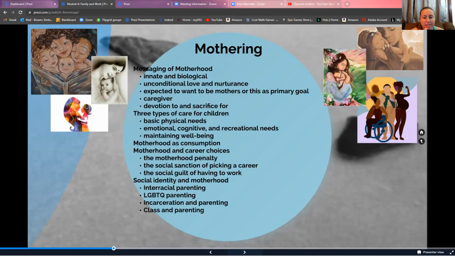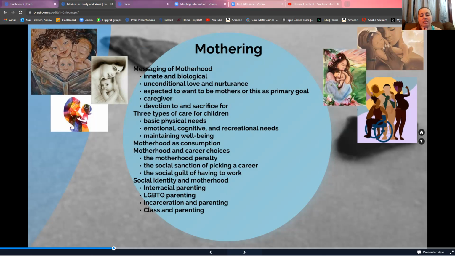There are three basic types of care needs that children need, and that's basic physical needs, including safety, emotional, cognitive, and recreational needs. So they need things to do and keep them busy, and they need things to keep them emotionally and cognitively engaged, and then maintaining well-being. So that's just giving them the skills to process and deal with life, right?